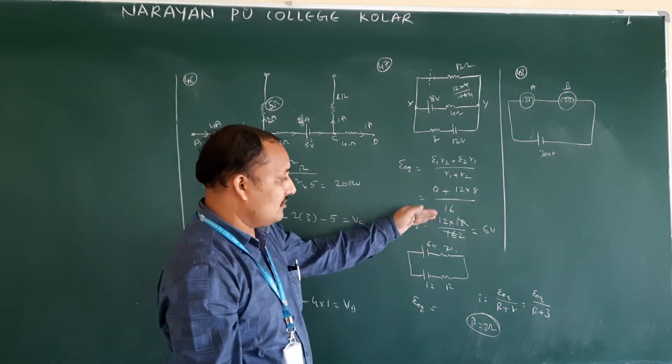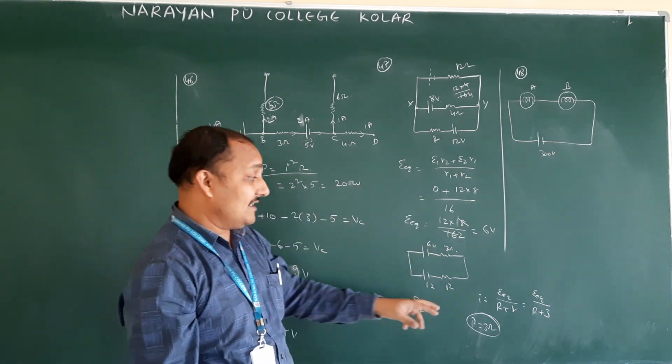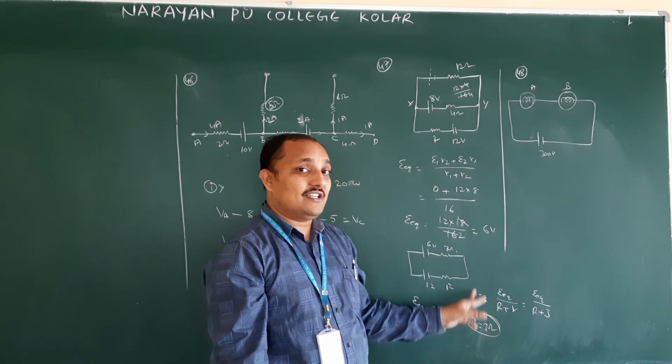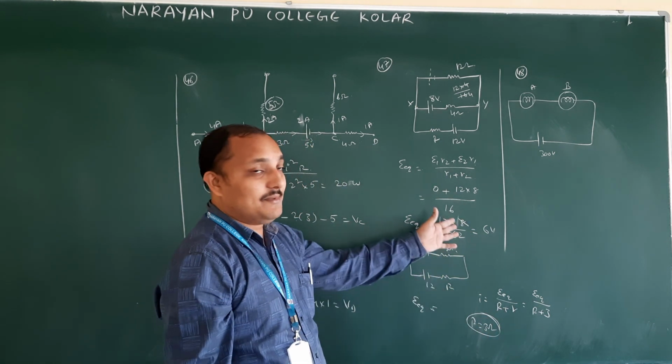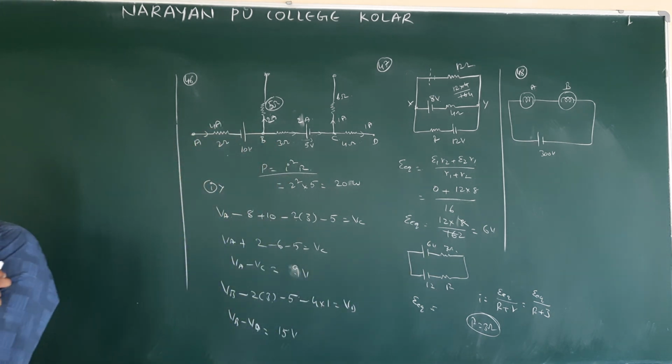Logically you should do, so don't do blindly. When we discussed the grouping of N cells, we equated these two, MR equal to NR. Then current is going to become maximum. Whenever current is maximum, power is going to become maximum. Like that, we are going to solve. Therefore, question number 47 answer is 3 ohms.